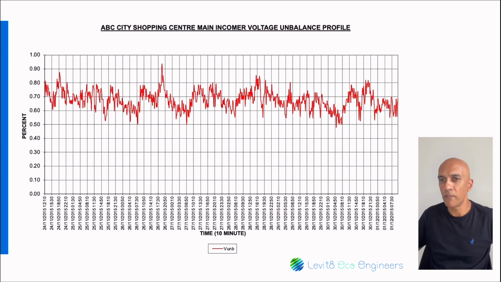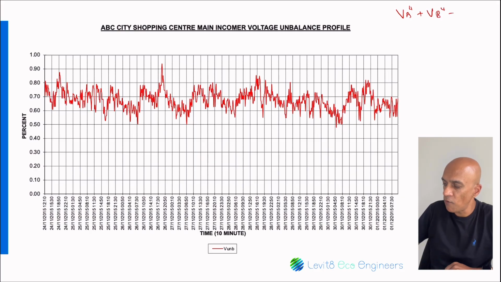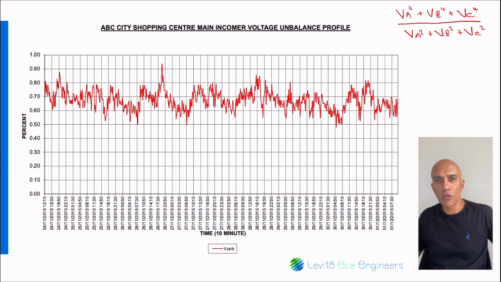Then another profile that might be of interest is voltage unbalance. To get a voltage unbalance, usually your instrument might be able to provide this for you from its internal software. But if you are exporting the instrument data into Excel, then you would need a formula such as this: VA to the power 4 plus VB to the power 4 plus VC to the power 4, over VA squared plus VB squared plus VC squared. And you would normally want to measure voltage unbalance for quality of supply reasons only.